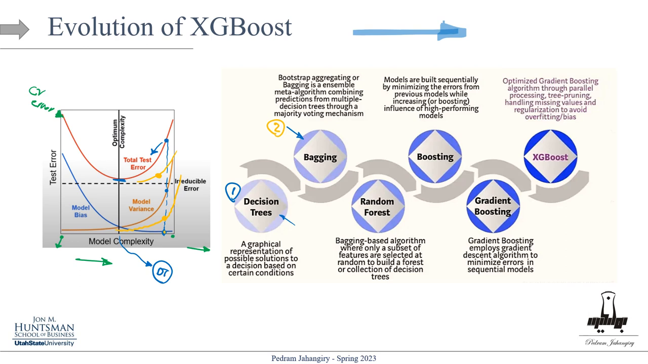Then we decided to move on with random forest because the main question was, can we do even better? By doing even better, I mean, can we focus on the model variance even more? Is there any way we can reduce the model variance even further down? The answer is yes. How do we do that? This is very subtle, so I want you to pay attention. This is our number 3.